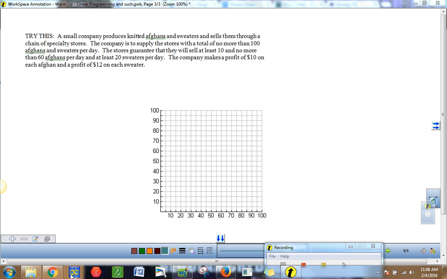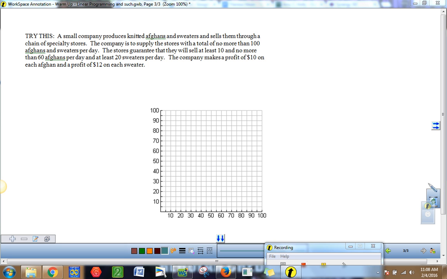Good. The key with this is taking your time and breaking it down. You're always going to be comparing two things. So read through the whole problem and then go through again and break it down. A small company produces knitted Afghans and sweaters and sells them through a chain of specialty stores. The company is to supply the stores with a total of no more than 100 Afghans and sweaters per day. The stores guarantee that they will sell at least 10 and no more than 60 Afghans per day and at least 20 sweaters per day. The company makes a profit of $10 on each Afghan and a profit of $12 on each sweater.